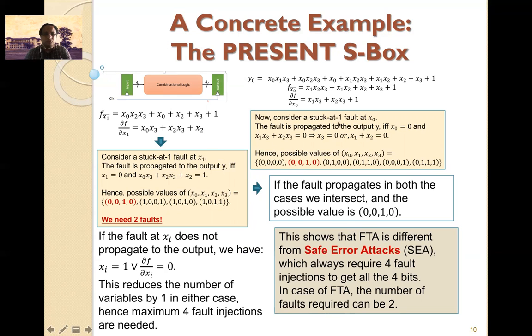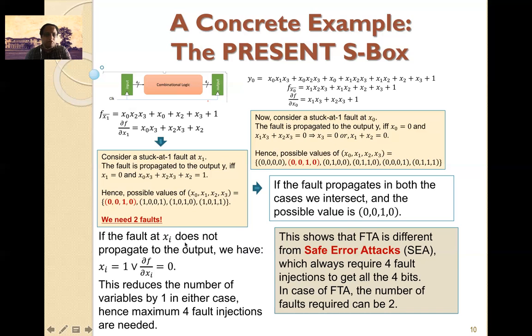And likewise, when you consider a stuck at 1 fault at x0, then the condition can be written as x0 equal to 0 and del f of del x0 being equal to 1. So in that case, we again obtain a set of values for x0 to x3. And now if the fault propagates in both cases, then if you apply intersection, you get only one single possible value which survives both the tests.